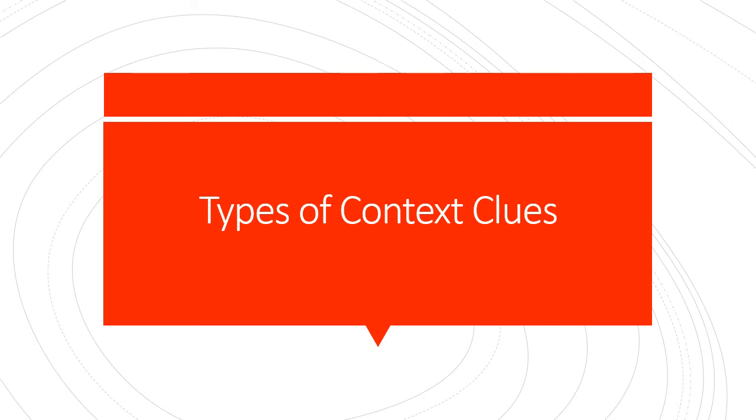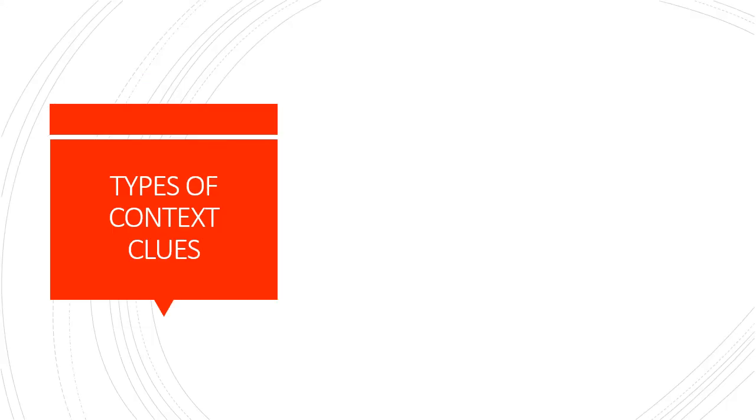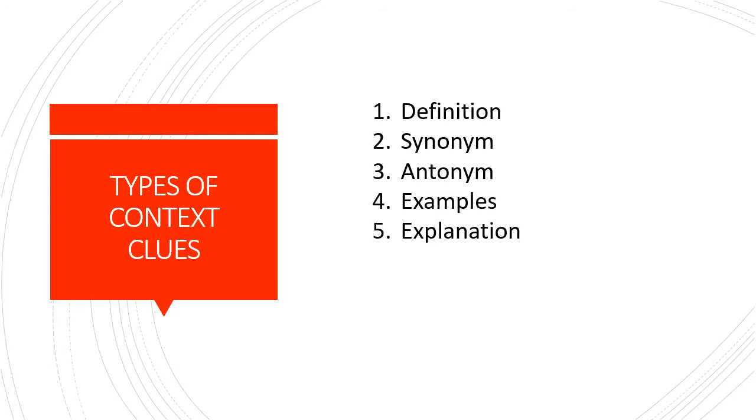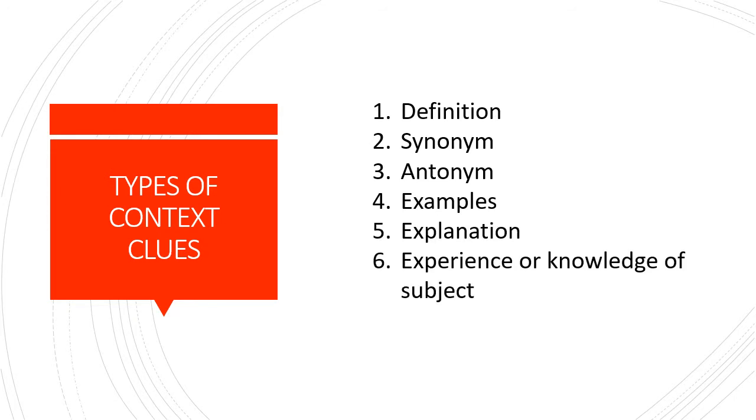In this presentation, I will present to you several types of context clues that authors use to help readers define unknown words. There will be 6 types of context clues that we will look at in this presentation. We will look at each type of context clue, define them, and then I will provide you an example of how each type of context clue is used in a text.